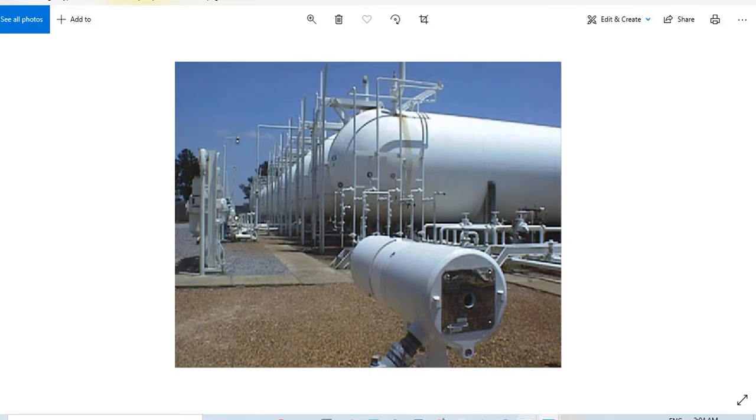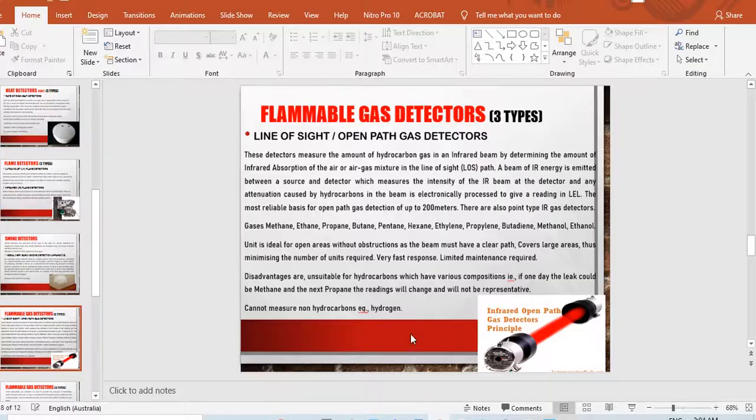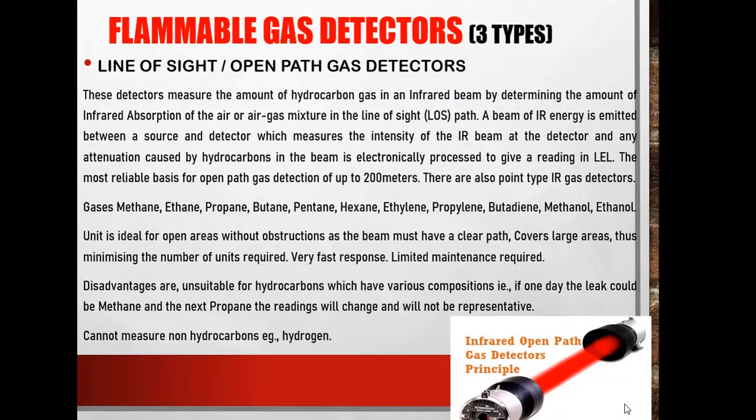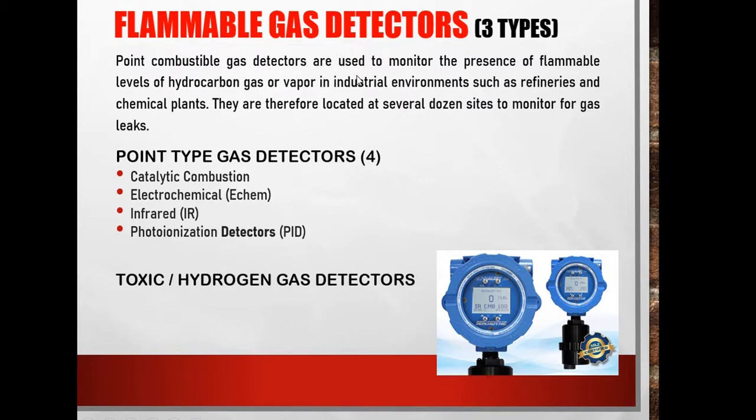Then of course, let's go back. So that's on your line of sight or open path detectors. Then we have your flammable gas detectors. These are points type. These ones stay on one position. You install them at a particular position and they don't move around, or they don't shoot beams across.